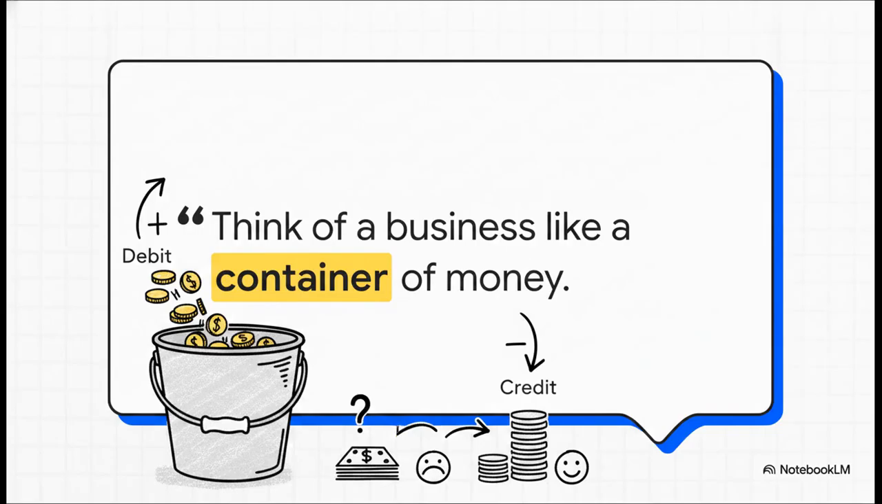Think of a business like a container of money. Picture a physical bucket in front of you. When value comes into that container and an asset increases, boom, it's recorded as a debit. On the flip side, when value goes out of that container, meaning an asset decreases or your obligation to pay someone else increases, that is recorded as a credit. They are just the accounting directions telling you which way the value is flowing through your business bucket.